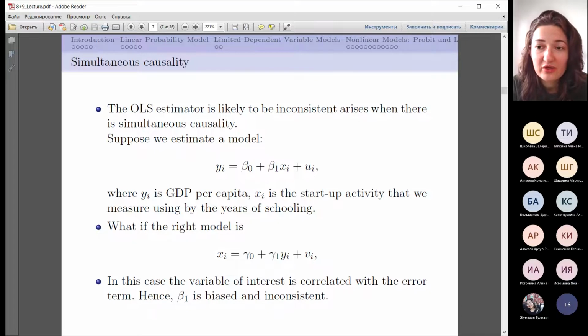And in this case, we talk about simultaneous causality. Again, we cannot say anything about the direction of this relationship. In this case, the variable of interest is correlated with the error term. And again, your coefficients, or in this case, coefficient, will be biased and inconsistent. So that was most of the main reasons where you can face the endogeneity problem.